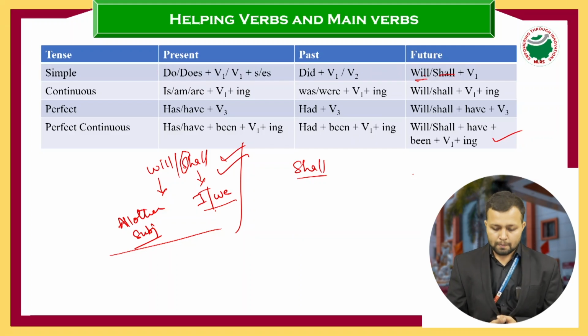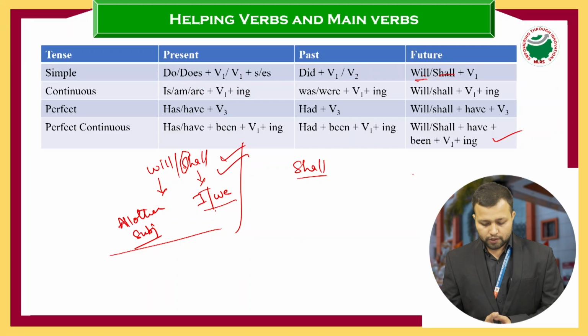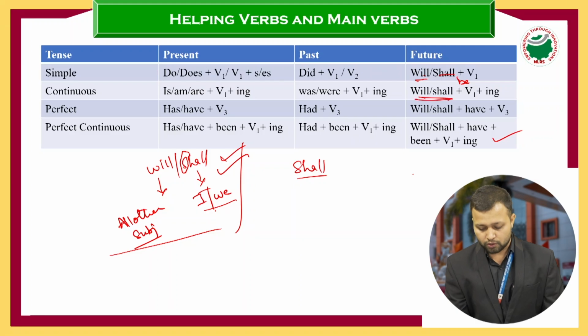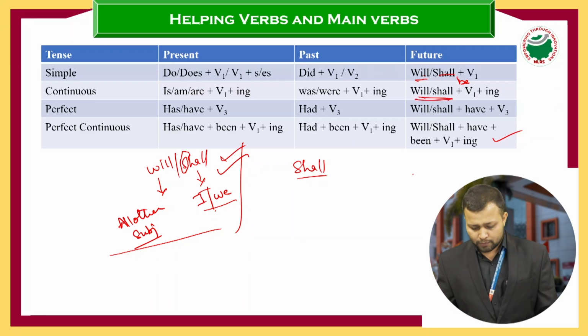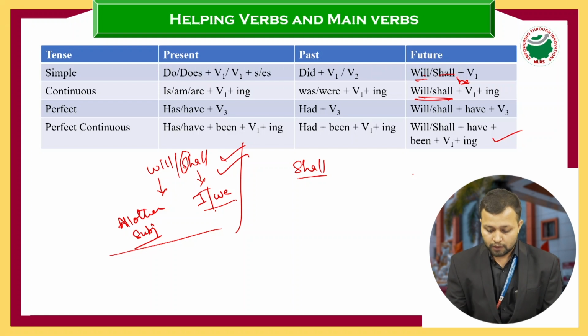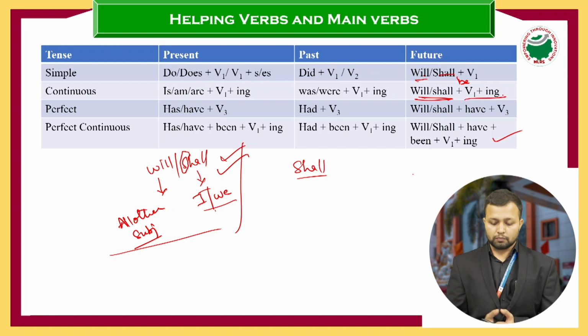V1 will be the main verb. Then future continuous tense, will or shall plus be is also there, as I mentioned, but I forgot to write it, or somehow it is not there. So will be or shall be will be the helping verb. V1 plus ing will be the main verb. Moving on to future perfect tense, will have or shall have will be the helping verb. V3 will be the main verb. Future perfect continuous tense: will have been, shall have been will be the helping verb, and V1 plus ing will be the main verb.